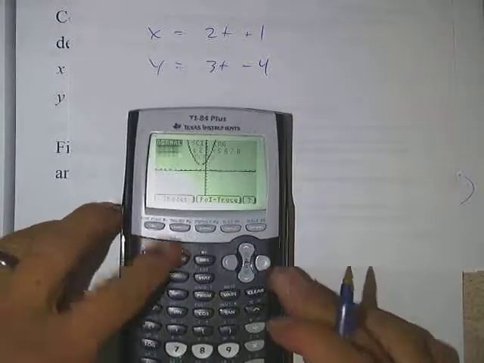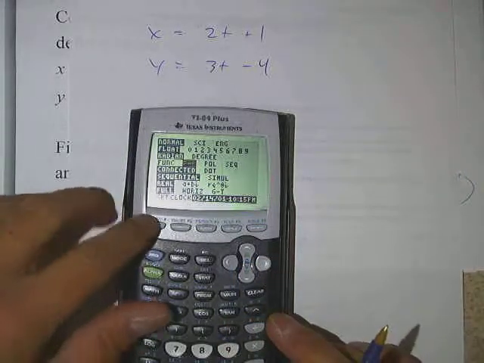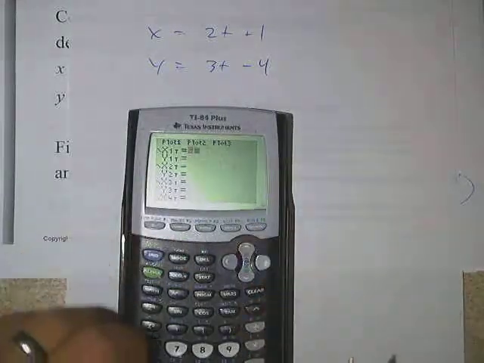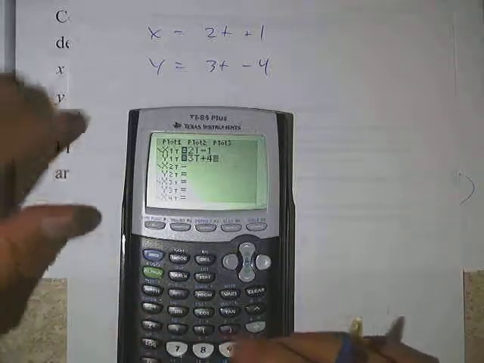Alright. Let's take a look at another set of parametric equations. If I were given x equals, let's say, 2t plus 1, and y equals 3t minus 4. Okay. Let's first take a look at what that looks like graphically.